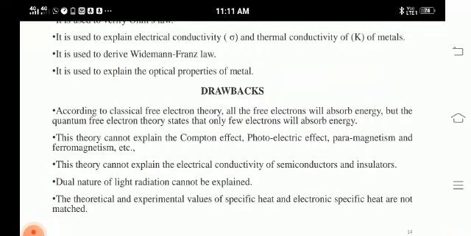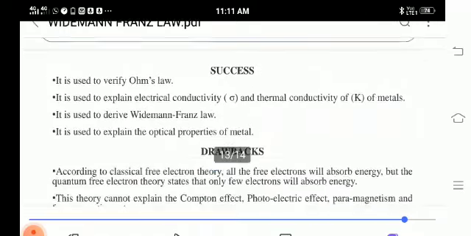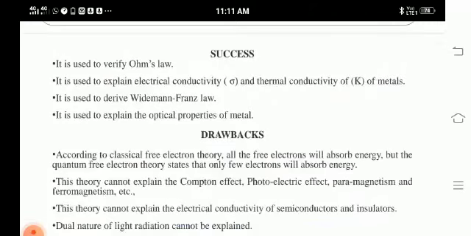In this session, we have seen what the Wiedemann-Franz law is, the derivations of electrical conductivity and thermal conductivity, and the substitution into the Wiedemann-Franz law. That is, we have deduced the Wiedemann-Franz law expression for a metal. Thank you.